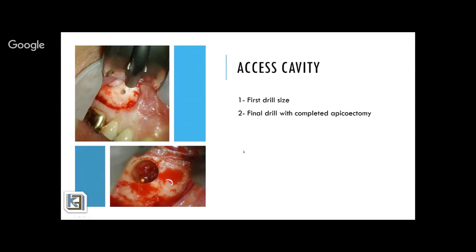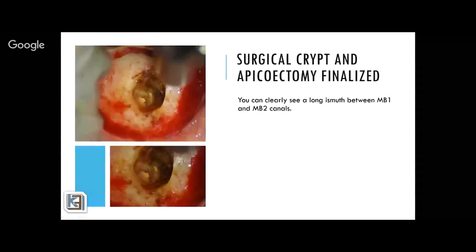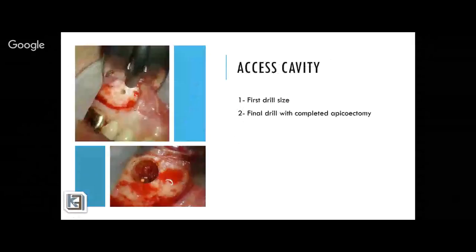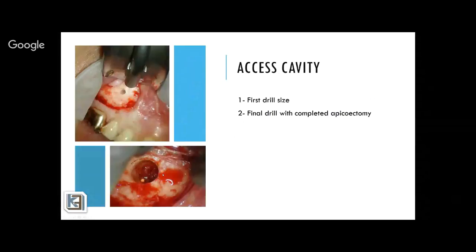So this is the surgical crypt after I finalize it. Even though the crypt is very conservative, it's 4.8 millimeters in diameter. We still have to enlarge it a little bit to accommodate our ultrasonic tips to go in and do our retro preps and retrofills. Now, understand something.